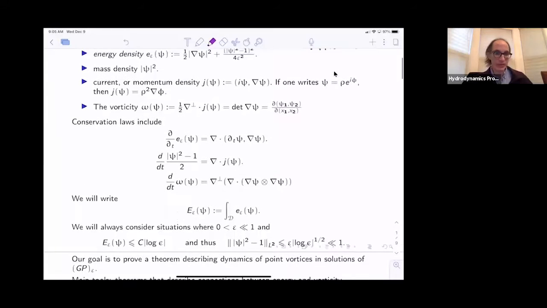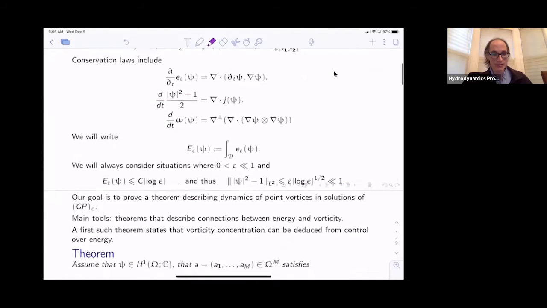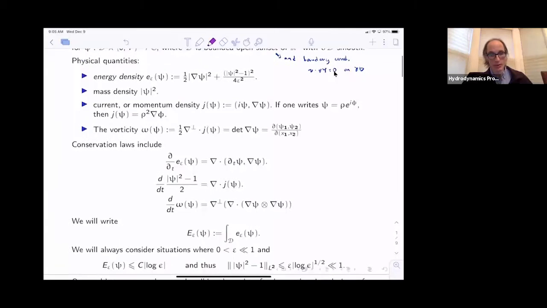Okay, so you remember what it is. You remember that there are these conserved quantities. We're interested in a regime where the total energy is of order log epsilon, which means that the modulus squared is close to 1 in L2.